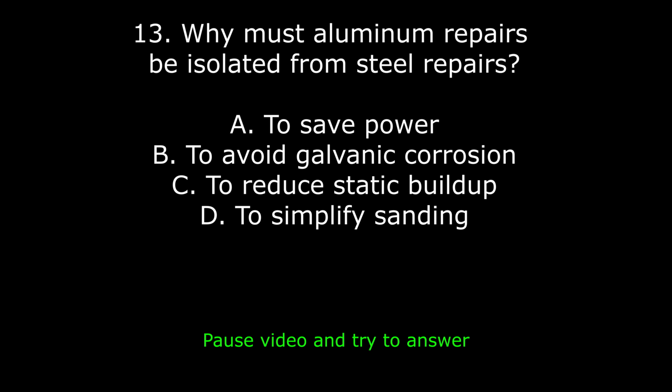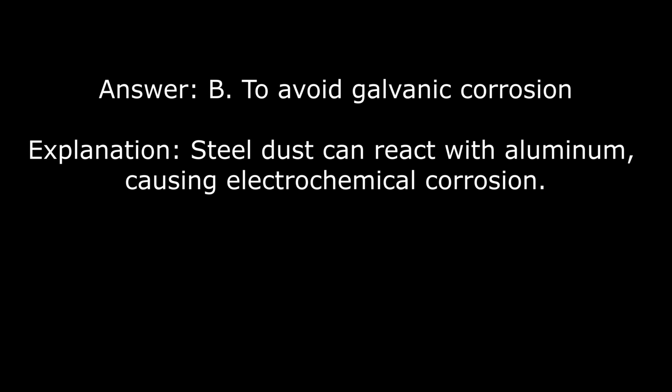13. Why must aluminum repairs be isolated from steel repairs? A. To save power. B. To avoid galvanic corrosion. C. To reduce static buildup. D. To simplify sanding. Answer: B. To avoid galvanic corrosion. Explanation: steel dust can react with aluminum, causing electrochemical corrosion.